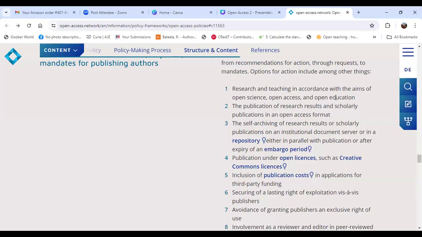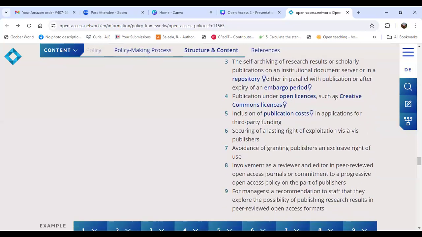In other contexts, you may be doing some research work and you don't have funding. So who pays what? Will the institution pay? Will you pay it from your own pocket? So there should be some information about these things, and the rights of exploitation, the avoidance of granting publishers an exclusive right of use.